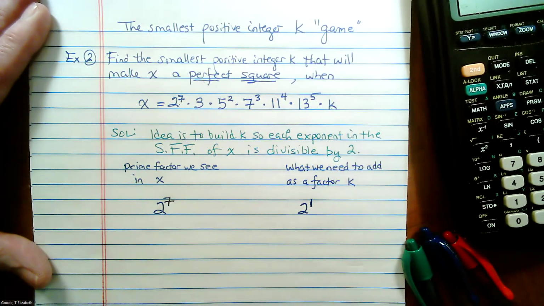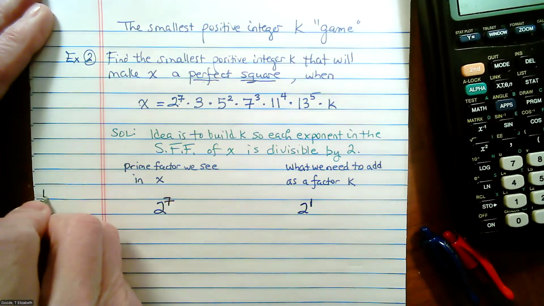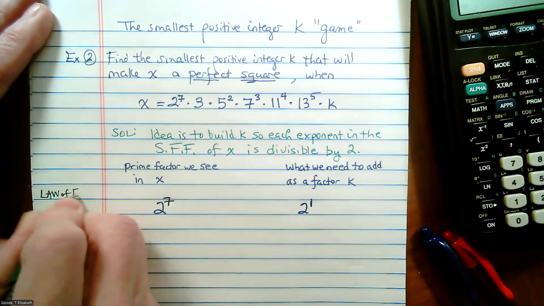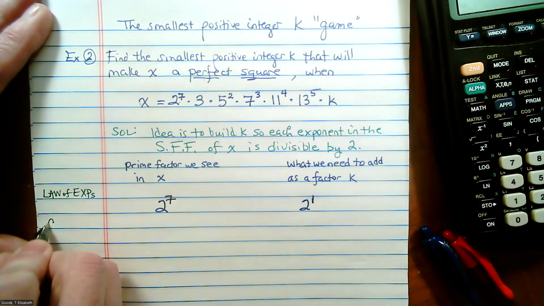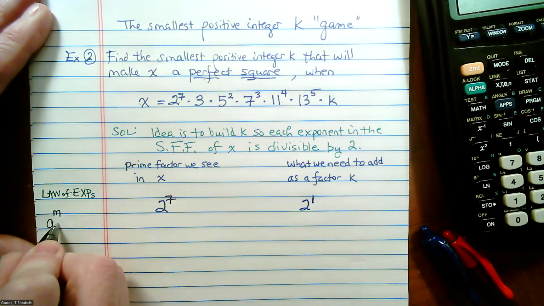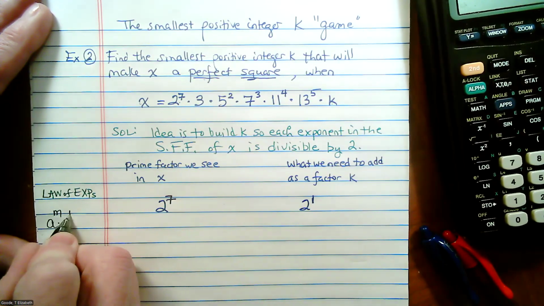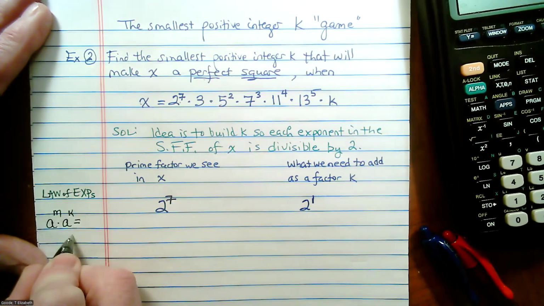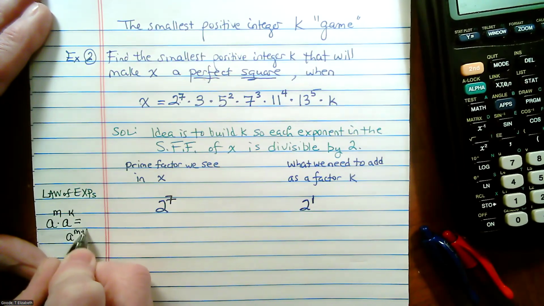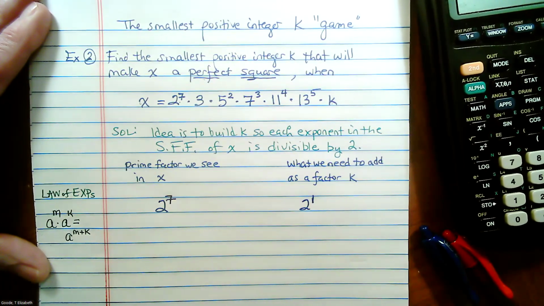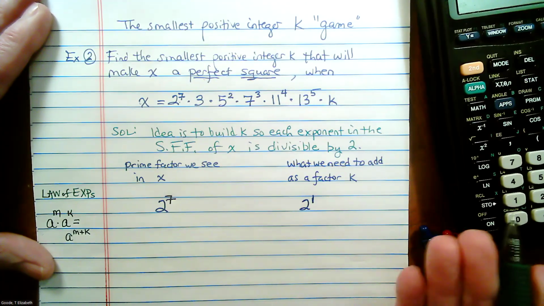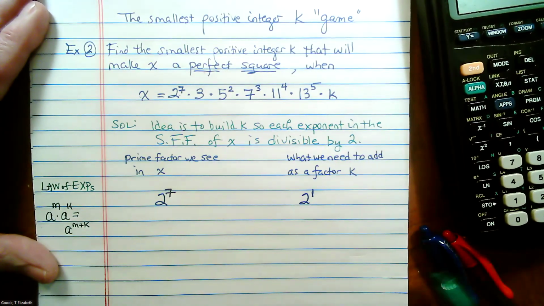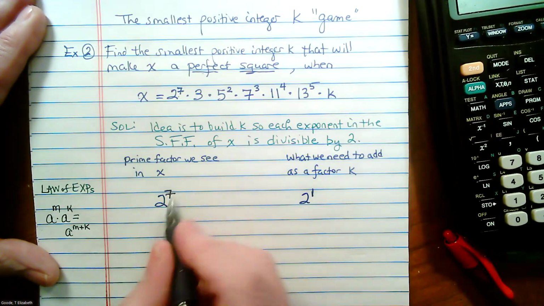Because we have this other law of exponents that says that if you have a to the m times a to the k, then we just add those exponents together, right? So when we have 2 to the 7th times 2 to the 1, we'll have a 2 to the 8th, and 2 divides 8. Yes. All right, so let's take a look at 3.